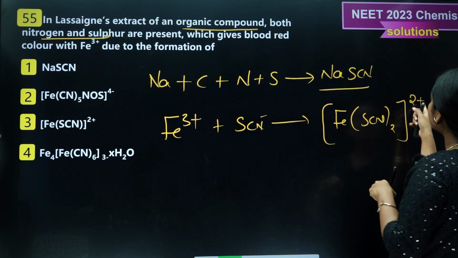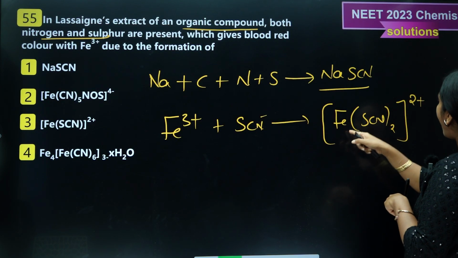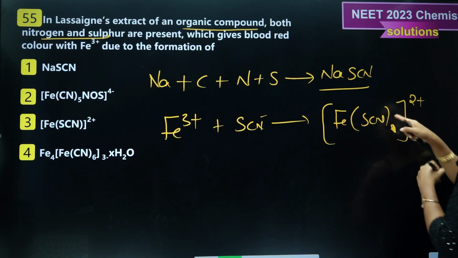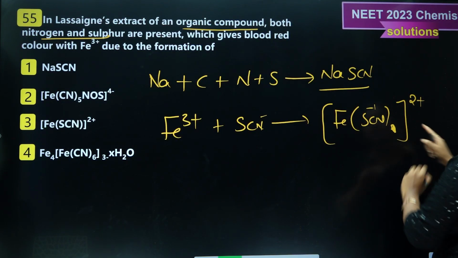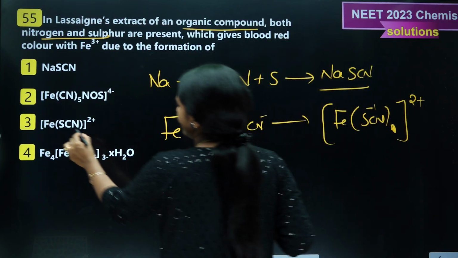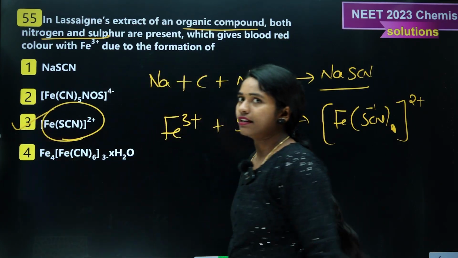Here, in FeSCN 2+, the SCN is -1, so the oxidation state of iron will be +3. So option 3 is the correct answer.